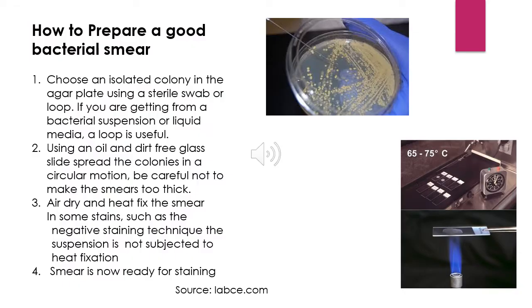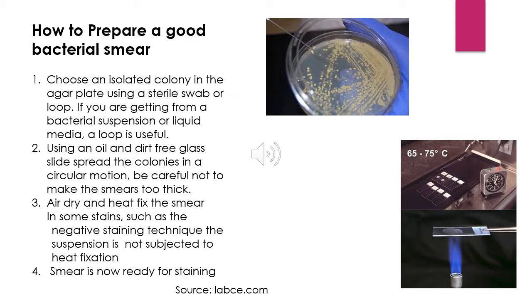Now that we have isolated bacterial or microbial colonies, we now begin to prepare a good bacterial smear. So how do we come up with a good bacterial smear? First of all, you choose an isolated colony in the solid media. And gently, if you are taking it from a particular colony, be gentle with the agar media. Just get a loopful in an oil and dirt-free glass slide. Spread the colonies. If it's dry, you can add sterile water and carefully make the smears not too thin and not too thick.